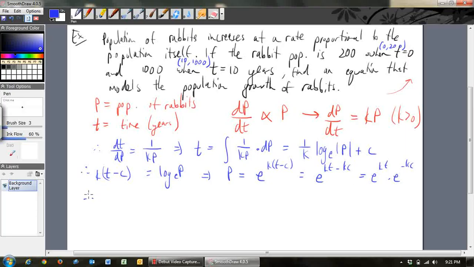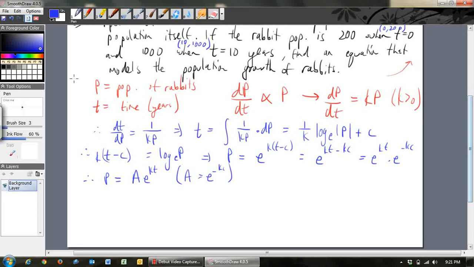Why am I doing that? Seems like a waste of time. It's because that is just equal to some constant A, E to the KT, where A is equal to E to the negative KC. This is all just constants here. E is a constant, K is a constant, C is a constant. That's just all some number. Let's just call it A and be done with it. It's a lot simpler to deal with. And you'll see now how this question gets a lot simpler.